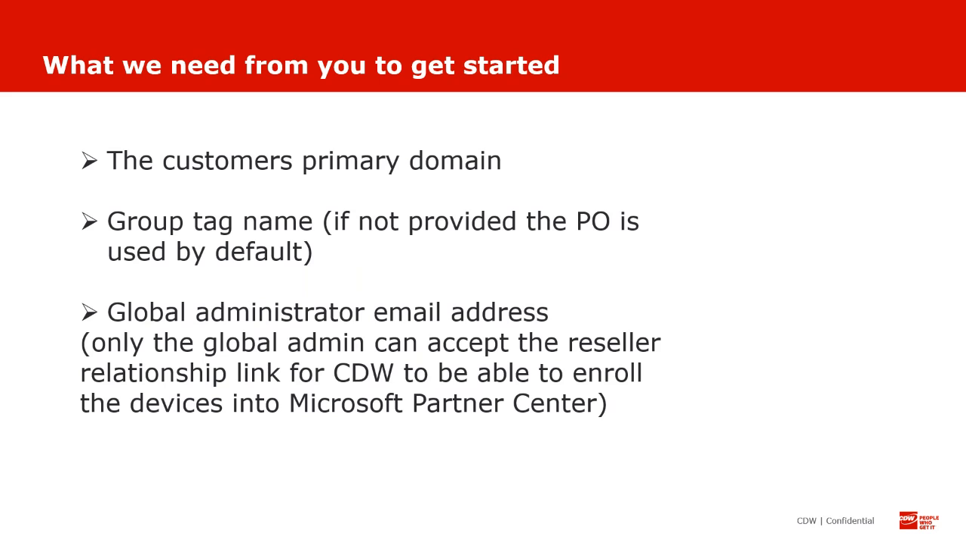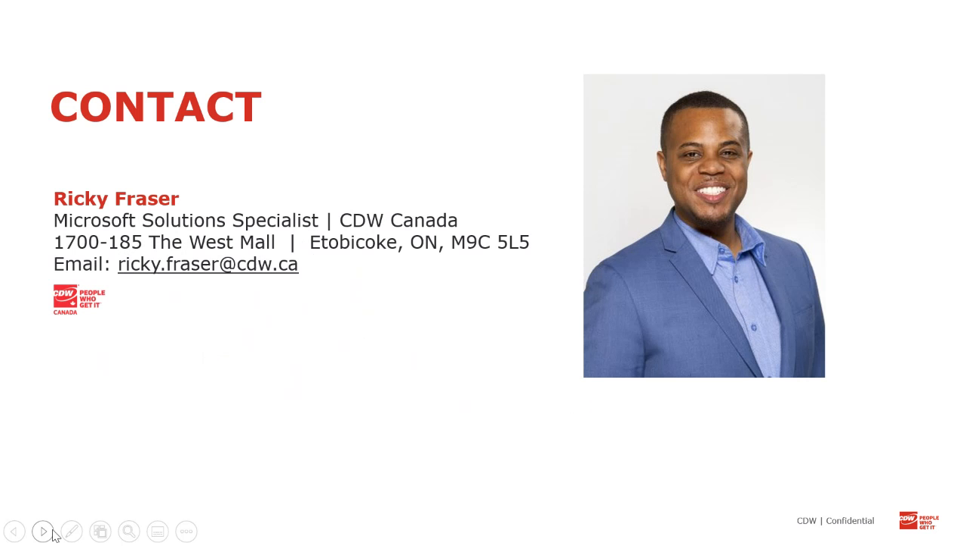If not provided, we use the PO that's given, and then the global administrator would also have to accept the reseller relationship link, which we would provide if you want us to enroll on your behalf, right? If we're just providing the CSV file, we could just send you the CSV file once the order is placed.